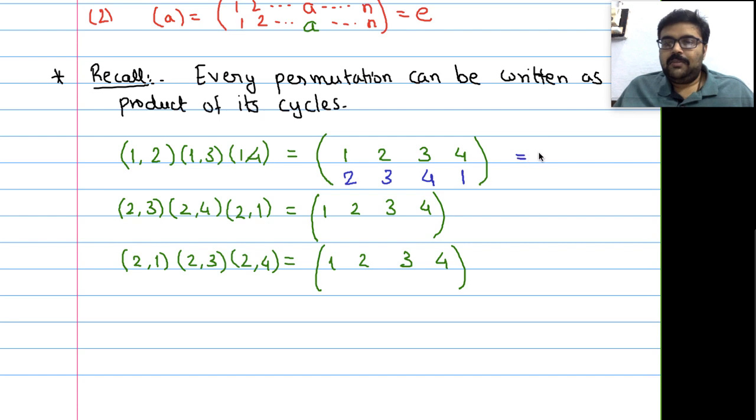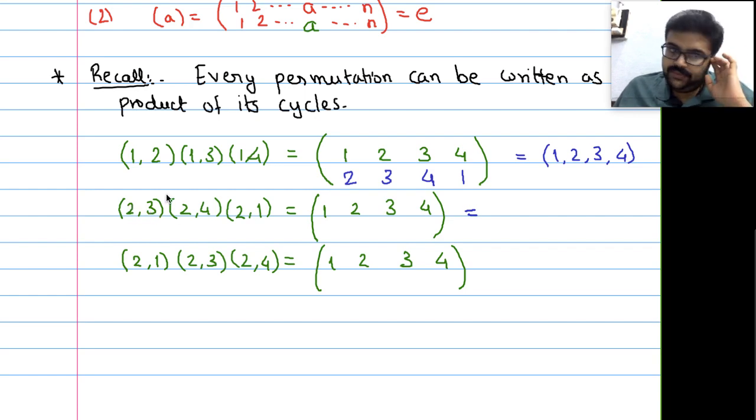So what this element has become is: 1 goes to 2, 2 goes to 3, 3 goes to 4, and 4 goes to 1. So this is the cycle (1 2 3 4), a 4-cycle, a cycle of length 4, which can be written as a product of three 2-cycles. Right? So what about this one? Let us compute. 2 goes to 3.